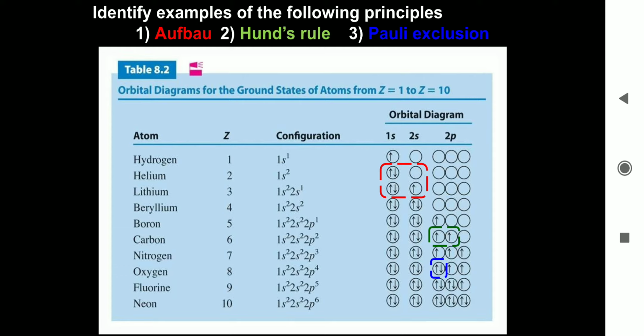Here see the electronic configuration of helium. Helium's atomic number is 2. Its electronic configuration is 1s2. Here helium's 2 electrons are accommodated in the first energy level s subshell. One more example is lithium. Lithium's atomic number is 3 and its electronic configuration is 1s2, 2s1.